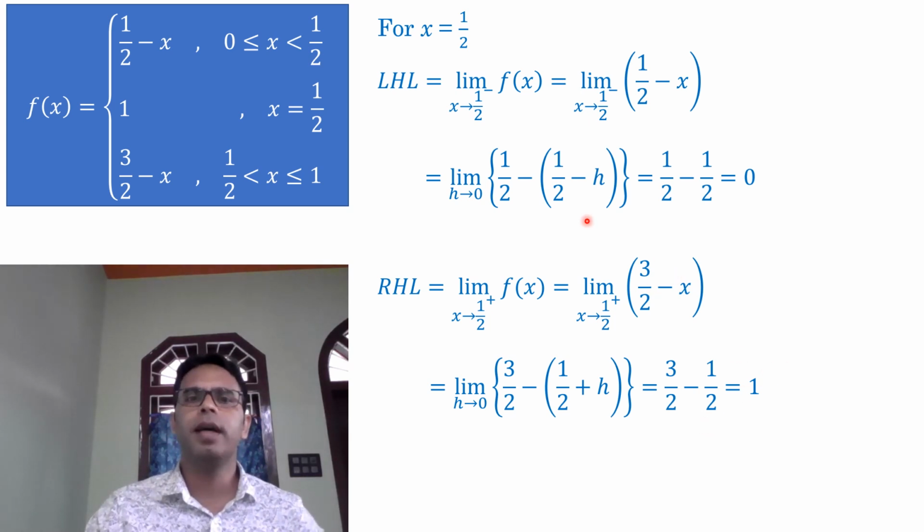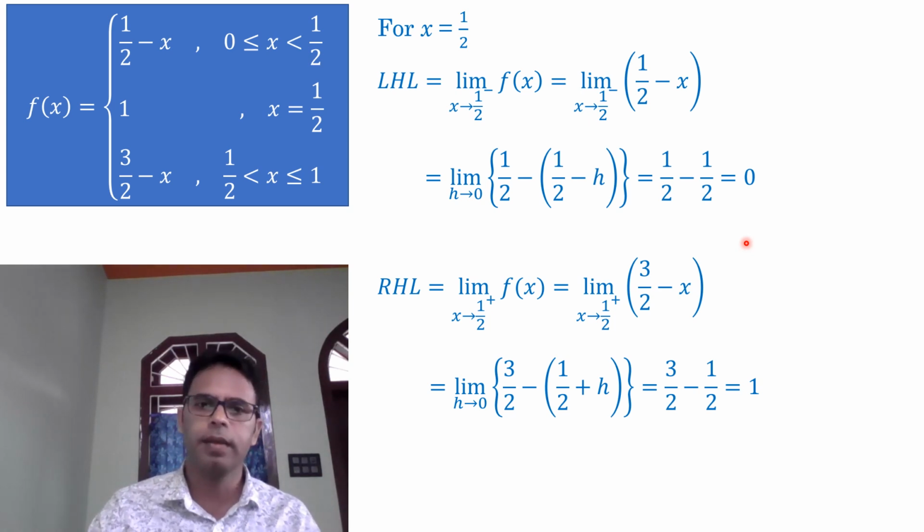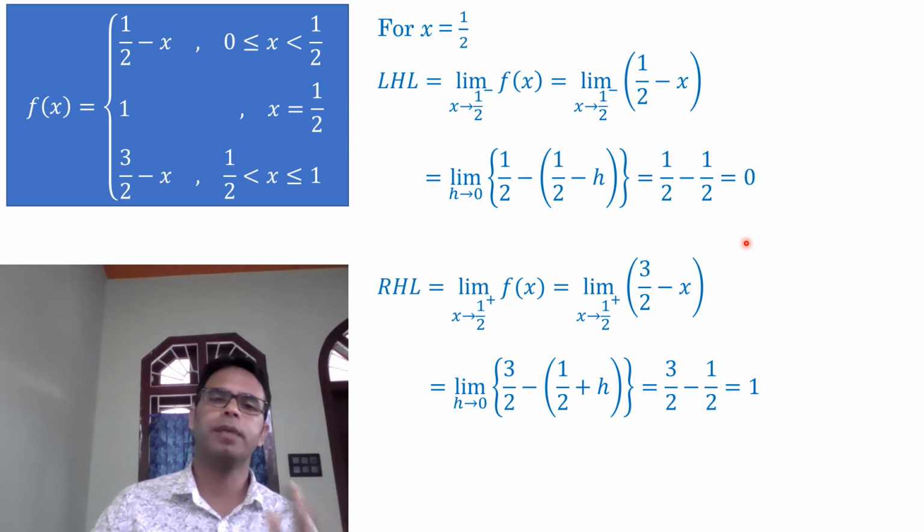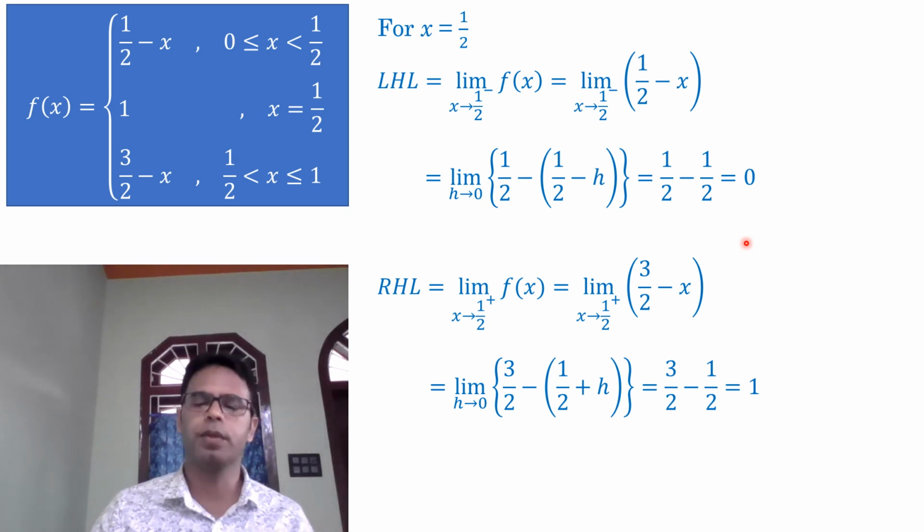So you see here the left hand limit at the point x equal to half is 0 and the right hand limit is 1. So they are unequal, and if the left hand and the right hand limits are unequal, therefore it is discontinuous at the point half. So the point half is discontinuous. So we write that line.